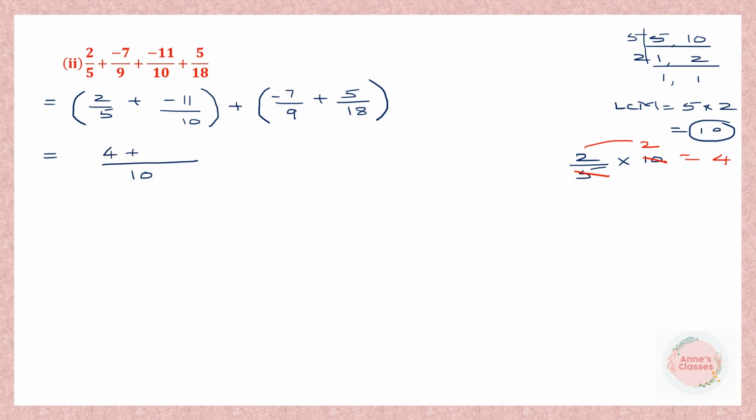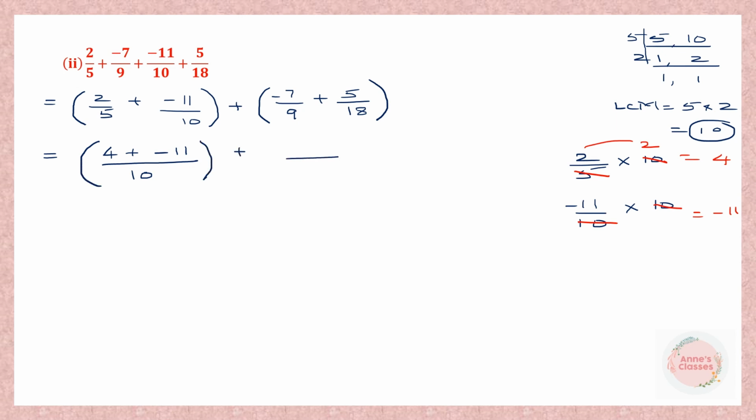Look at the second rational number. It's minus 11 by 10. Multiply this with the LCM. Cancel 10 and 10. And here you have minus 11. So let's write that. So this is minus 11. Remember, this is still the first group. And now we're going to go to the next one.